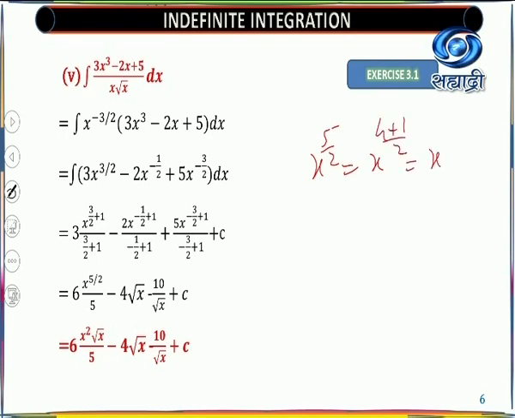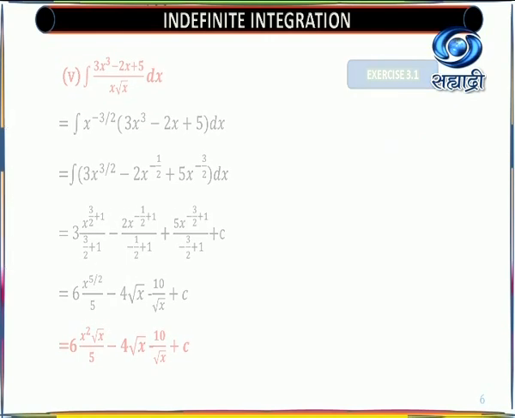Then what will you get? Again the indices law will be used: x raised to 4 upon 2 into x raised to half. And here 4 upon 2 is the square. So you will get x square into root x. Okay, so now this is the value of x raised to 5: x square into root x upon 5, minus 4 root x, minus 10 upon root x, plus constant of integration. Okay, this way we are completed with the first type of examples.